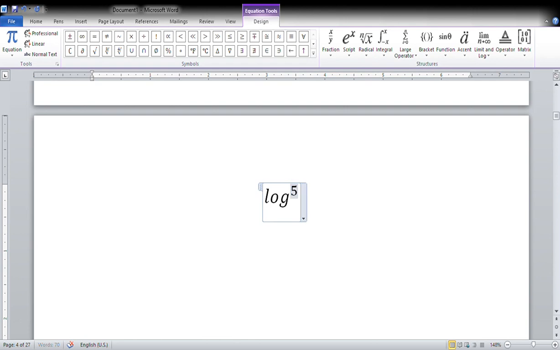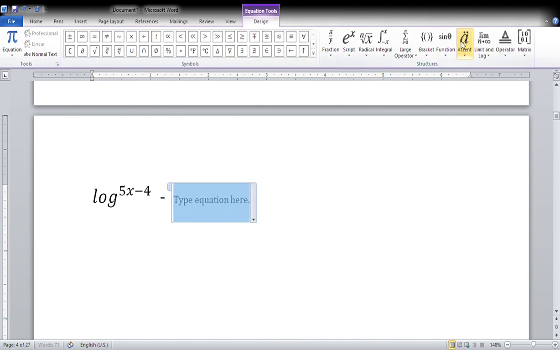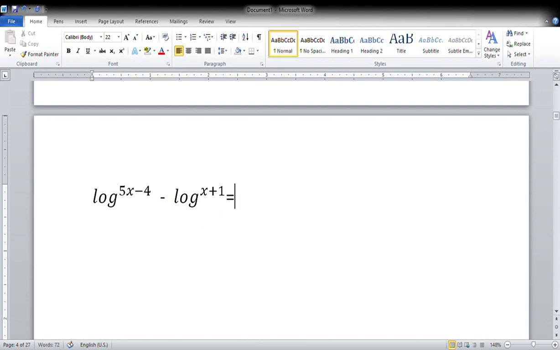Log(5x minus 4) minus log(x plus 1) is equal to log 4, right?